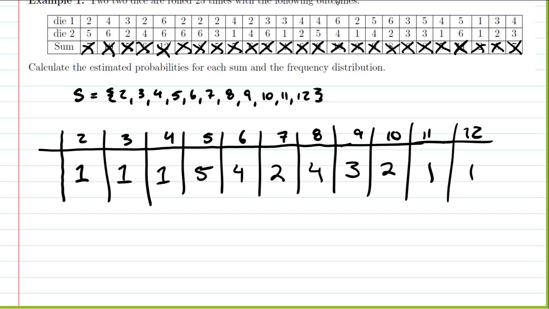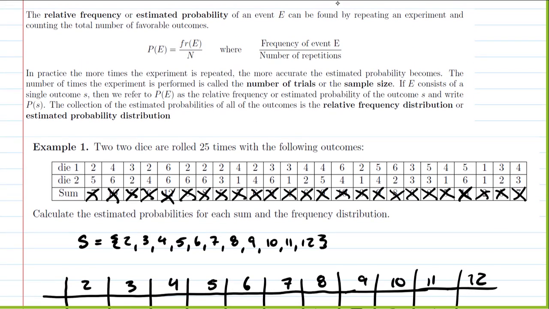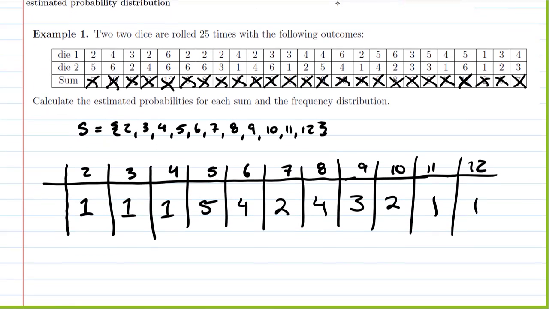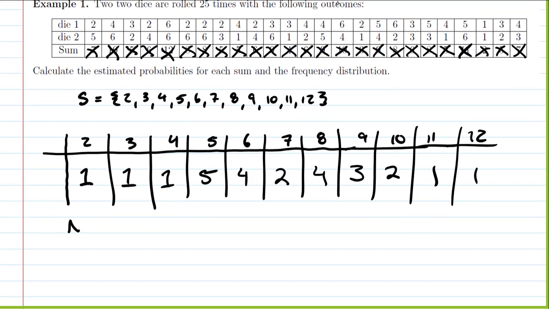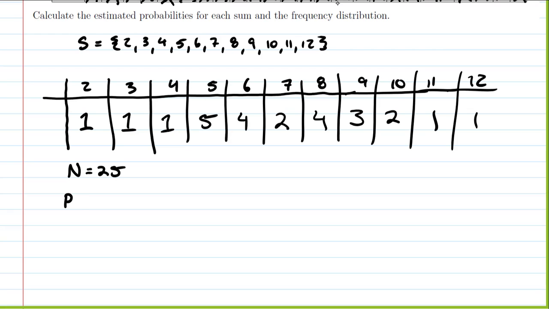Okay. So now I want to calculate the estimated probability. So our formula for our estimated probability is the frequency divided by the total number of events. So how many events did we have in this case? Well, how many experiments did we do? 25, right? We rolled the dice 25 times and collected our data. So n is 25.